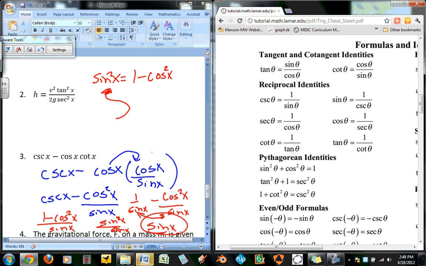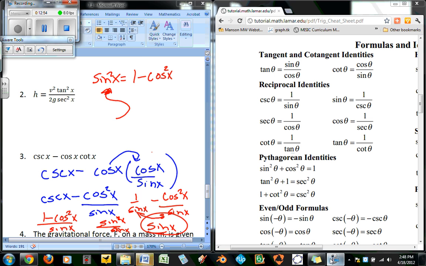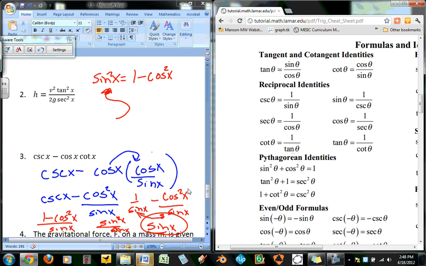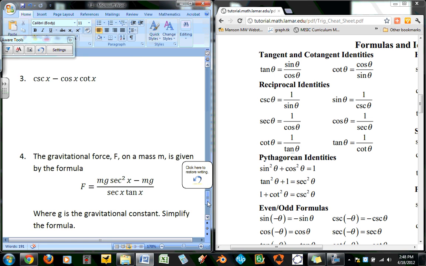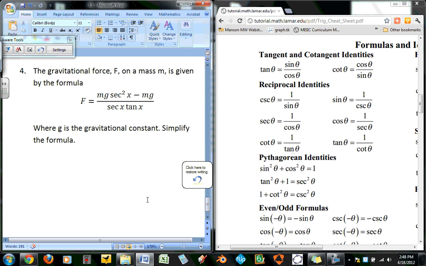Okay, let's check on the length here. We've got time to go to the last example. Okay, last example, it says the gravitational force F on a mass m is given by the formula.